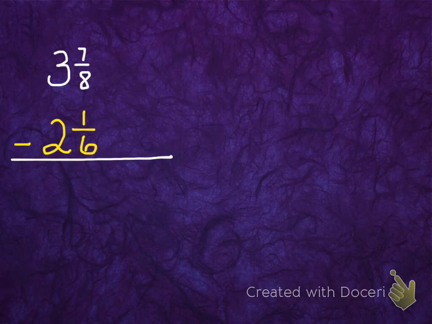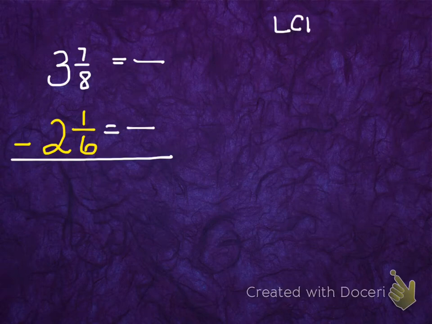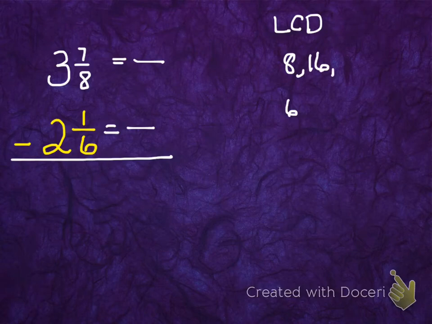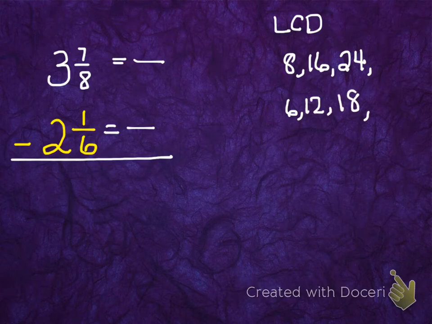Here I have 3 7/8 minus 2 1/6. So the first thing I need to do is find my multiples of 8 and my multiples of 6 to find my lowest common denominator. So 8, 16, 24. Now I'm going to do the 6, 12, 18, and 24. Looks like the lowest common denominator will be 24.